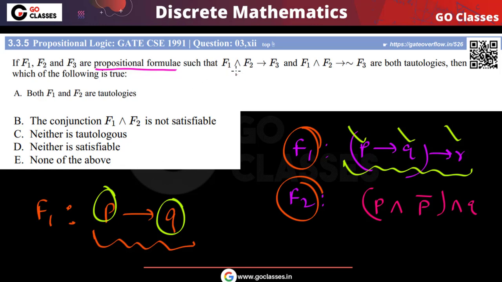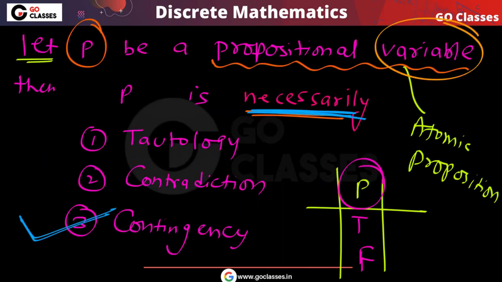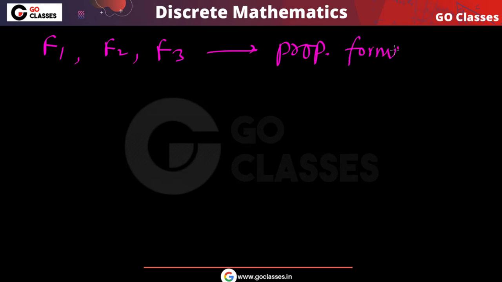Now the question is saying that f1 and f2 implies f3, and f1 and f2 implies negation f3, both are tautologies. Then which of the following is true? The question says both are true, and remember, f1, f2, f3 are propositional formulas, not propositional variables.